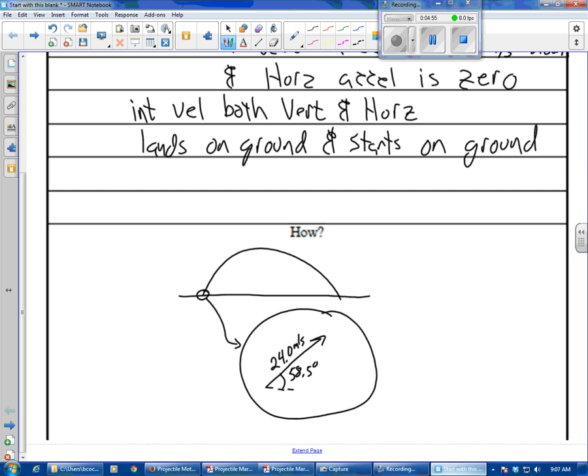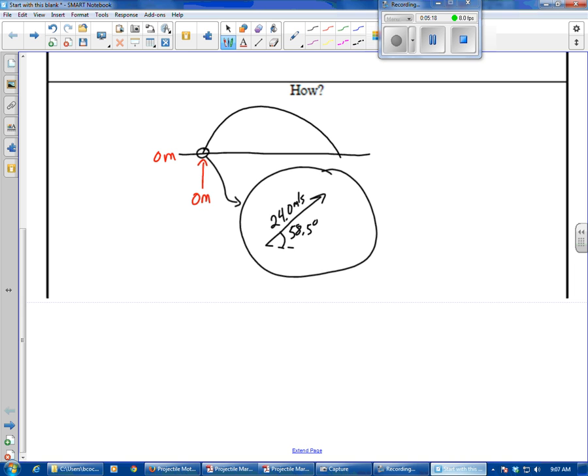What height do you want to call the ground at? 0. Okay, so the height of the ground is 0 meters. This position, we'll also call 0 meters horizontally. Okay with that? All right. So I want to separate the horizontal and the vertical because I know that they share the time, but nothing else in common.